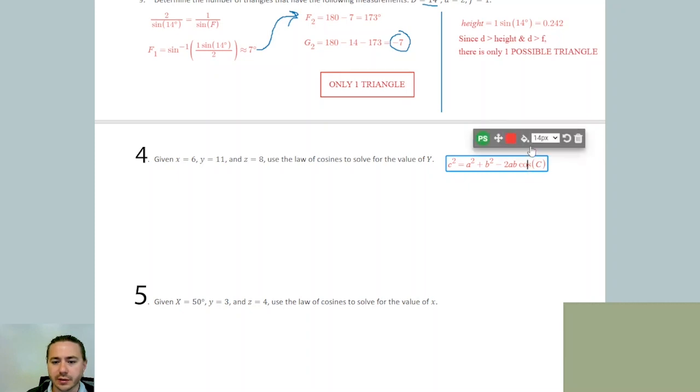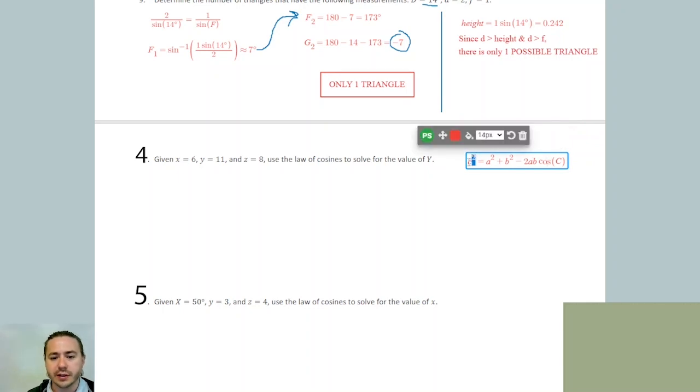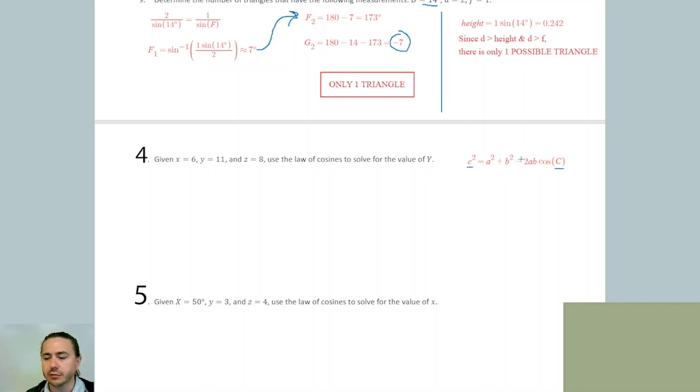They don't need to necessarily be these particular sides and angles, but you do need to make sure that whatever side you want to isolate here, I'll just underline it, this side right here needs to correspond to this angle. These other two sides, it doesn't matter which one's which, but just make sure that whichever angle you're looking for is going to match up with this one.